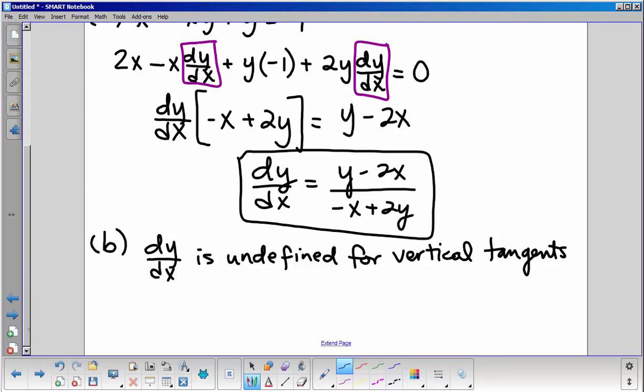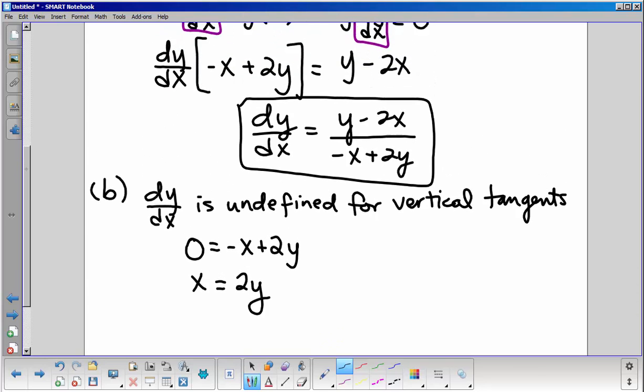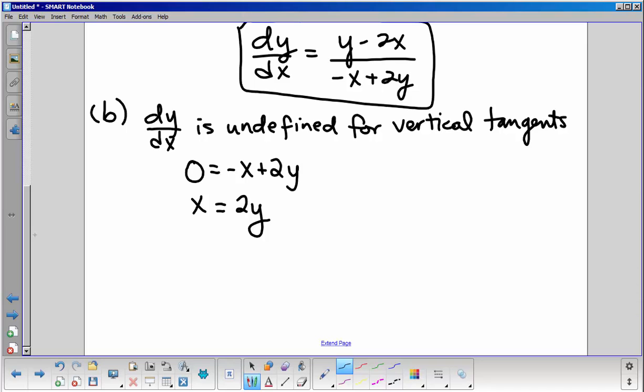So that's going to be when the denominator is equal to 0. We're going to say 0 equals negative x plus 2y. So that means x equals 2y. But they asked us for the coordinates, so you plug this in.